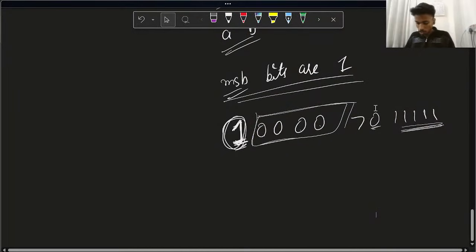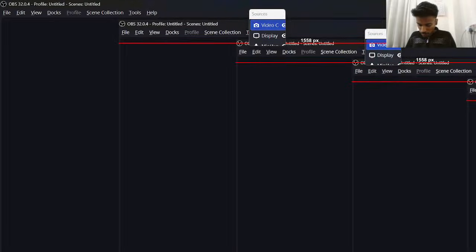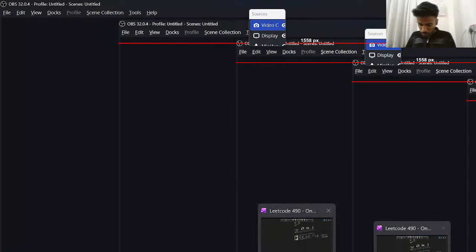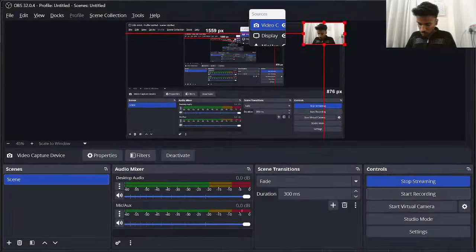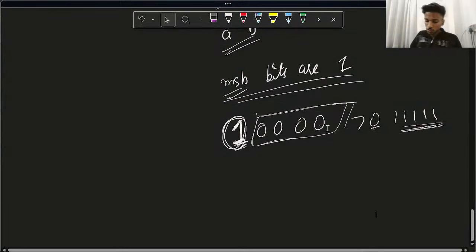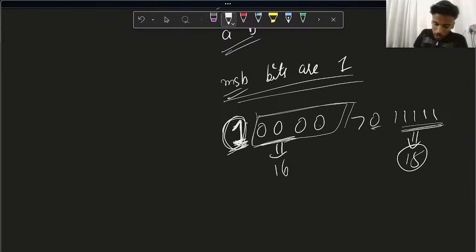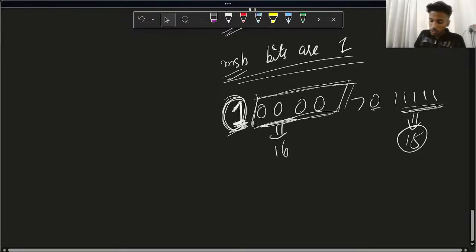So what I was saying is, the MSB one here, what is this value? This is 16 and this is 15. So a single one on the MSB side is greater than all of the ones to the right-hand side of it.